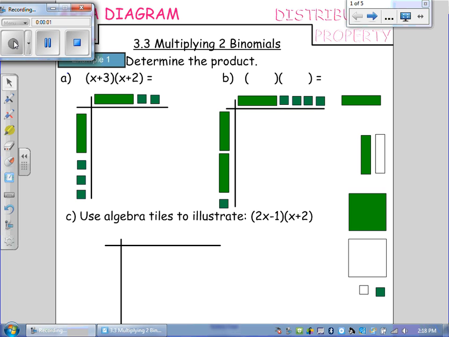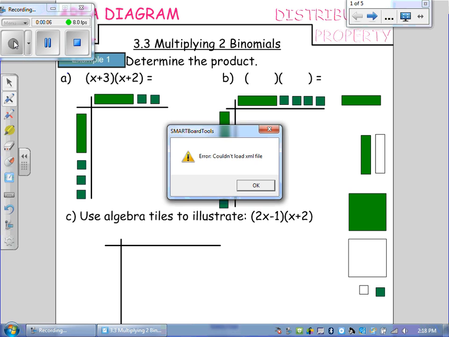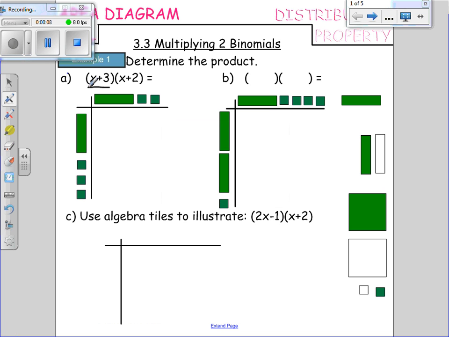Okay, binomials by binomials. What's our first binomial on this one? x plus 3, right? It's got two terms. Your second binomial is x plus 2. We're starting off today's lesson the same way we started off yesterday's lesson. The picture's already drawn out for you.